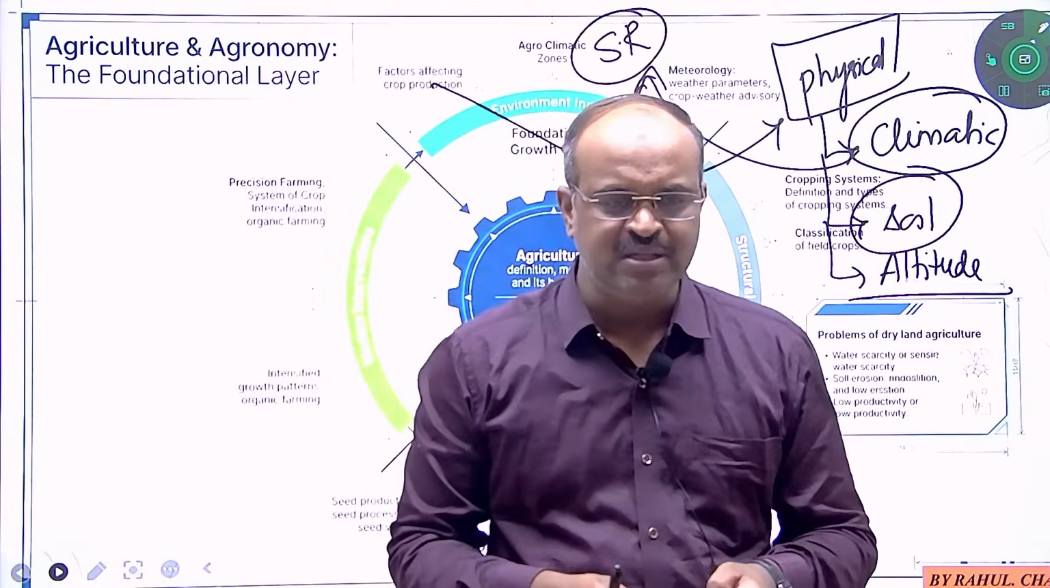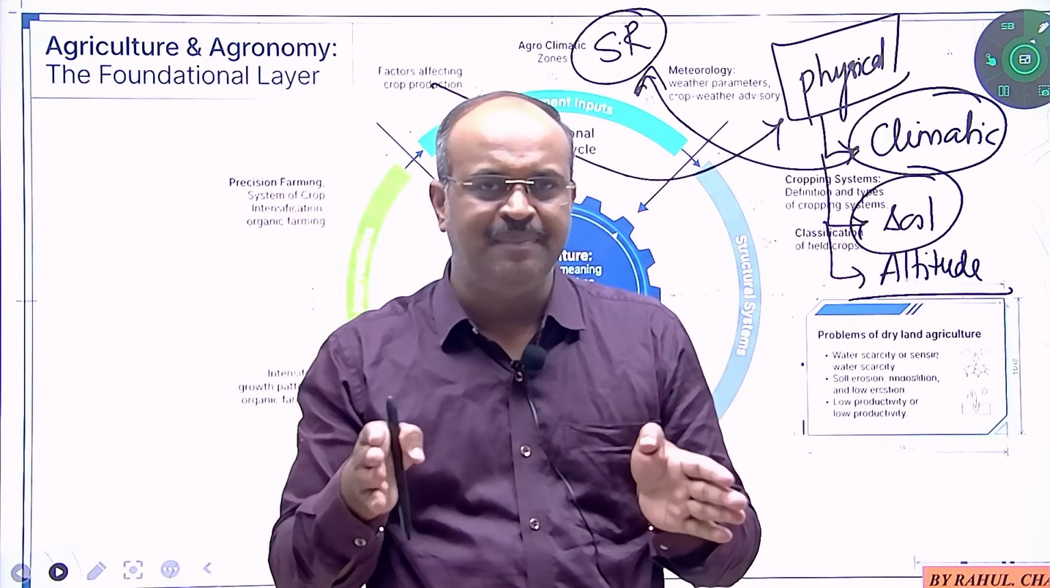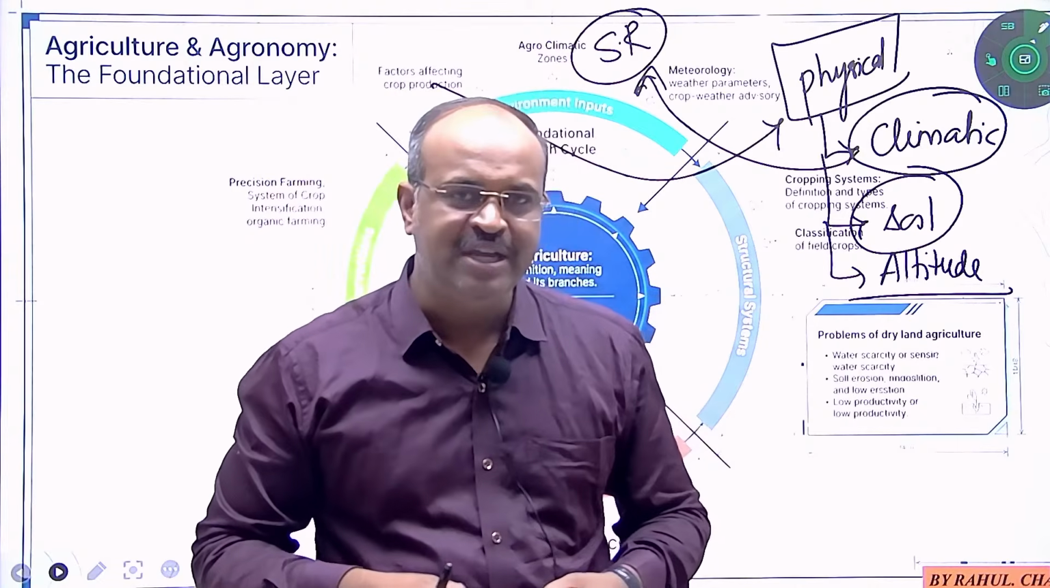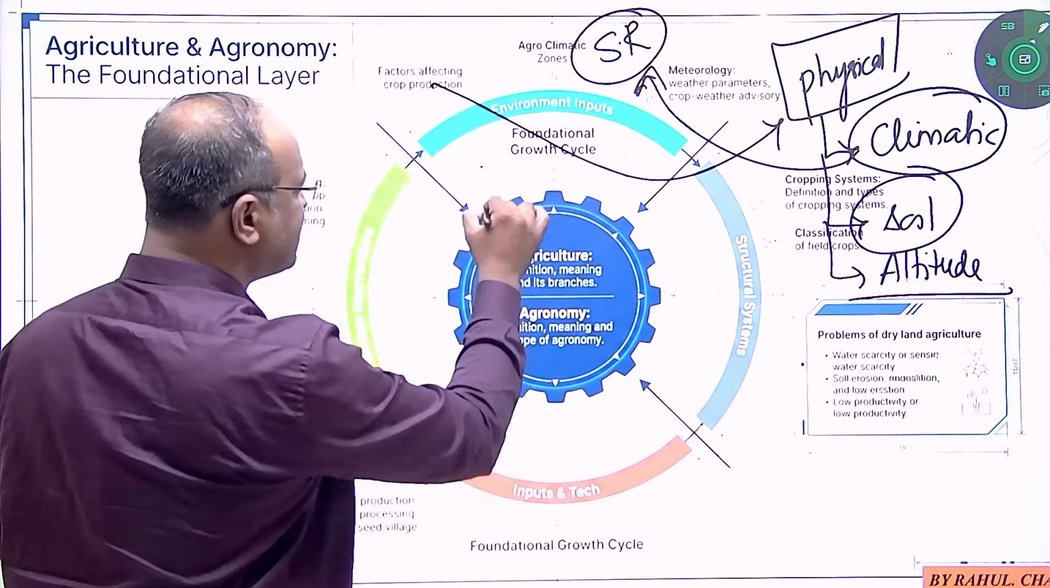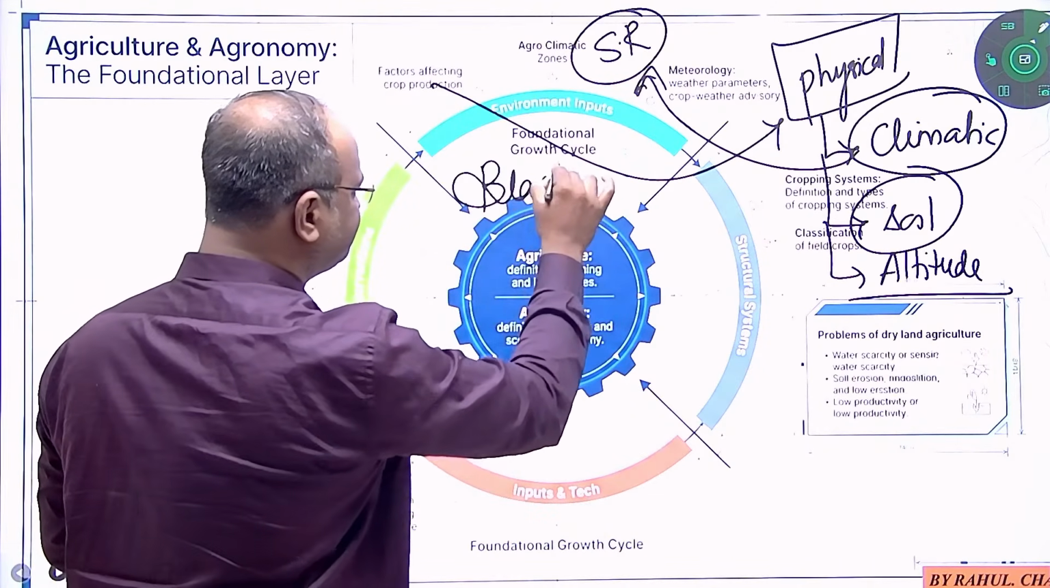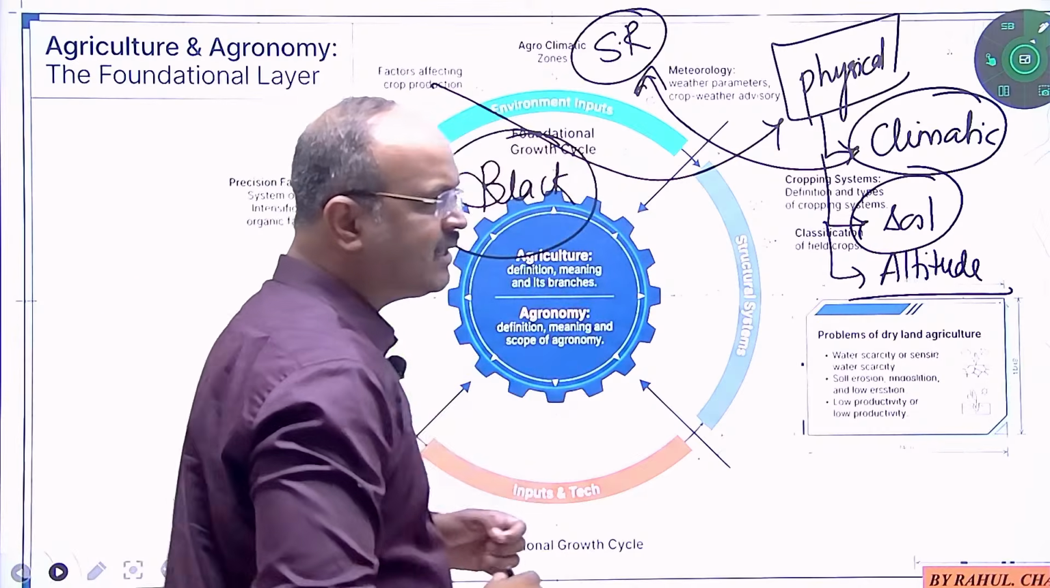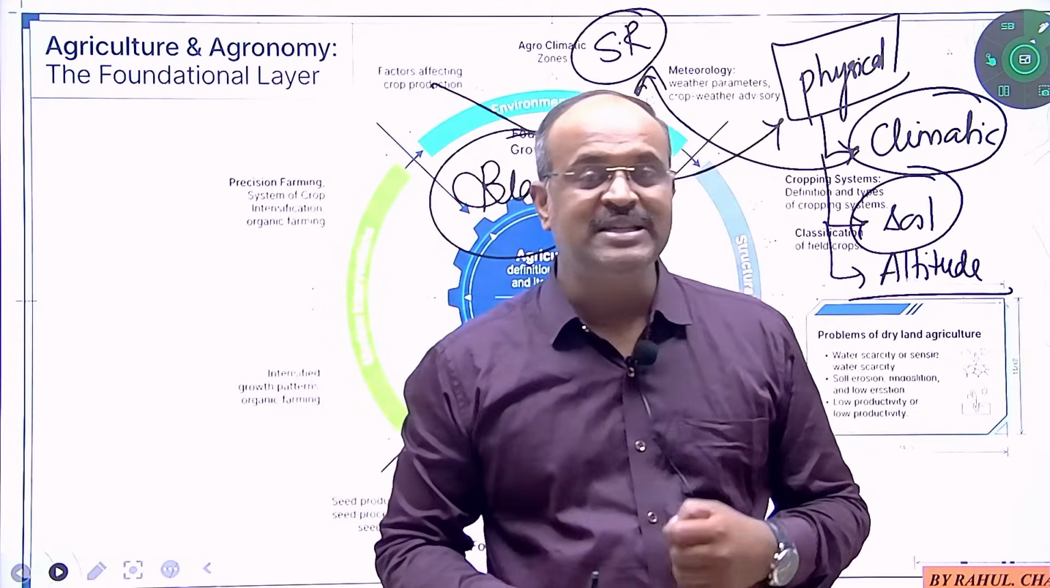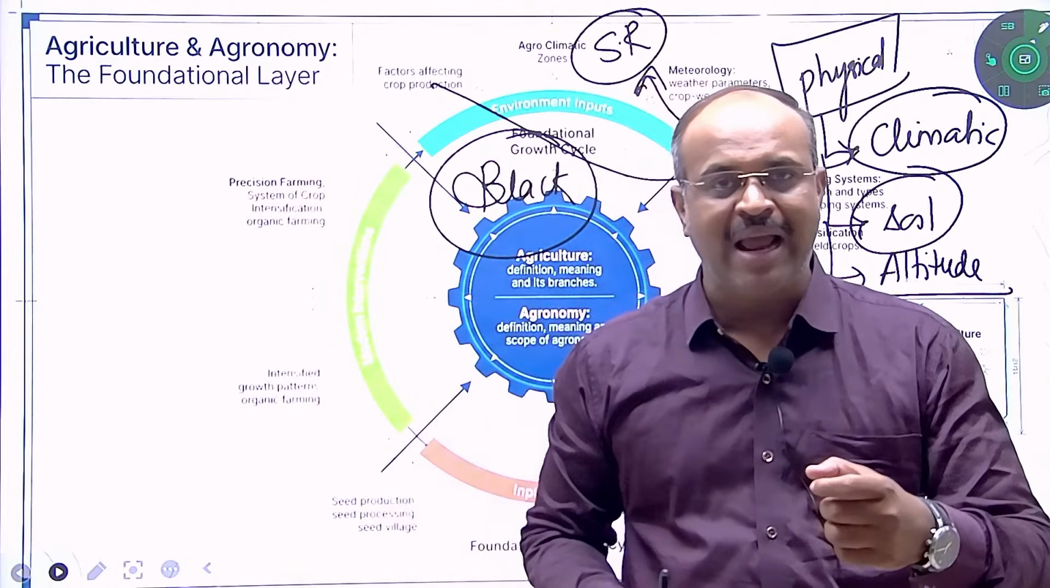because the soil is an important factor. Why? Because depending on the soil type, your crops will change. We'll take an example again. Say for example, if it is a black soil, isn't it? For the black soil, we say it is a regur soil, or a black cotton soil.